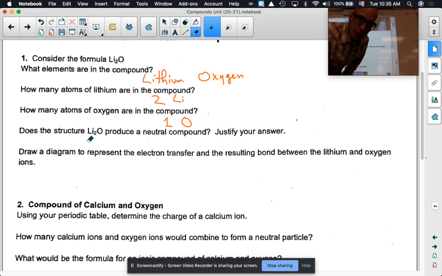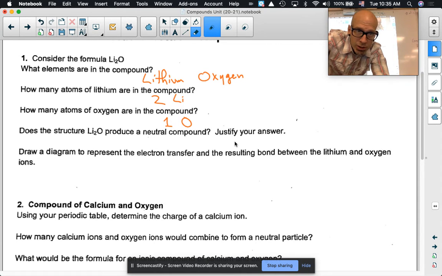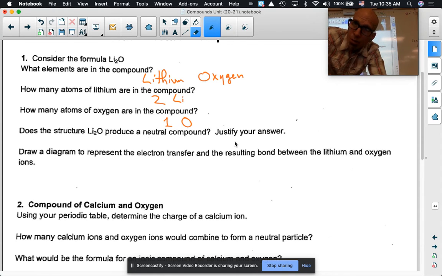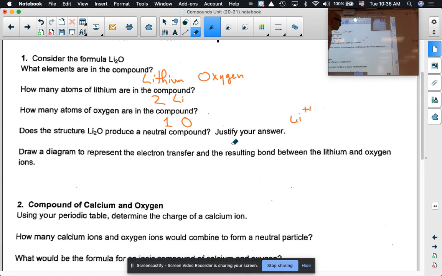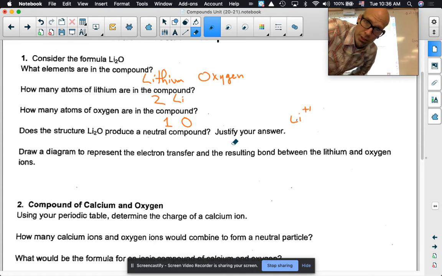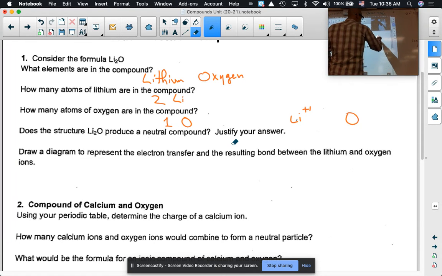Now, it says, does the structure Li2O produce a neutral compound? Justify your answer. How do you even know? So does that form a neutral compound? Well, I would suggest to answer this question, you write down the element or the ion symbols. What's the ion symbol for lithium? The ion symbol for lithium would be Li plus 1. That's the ion symbol. What is the ion symbol for oxygen? That's an O with a -2.